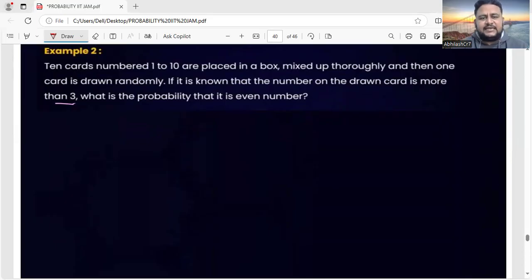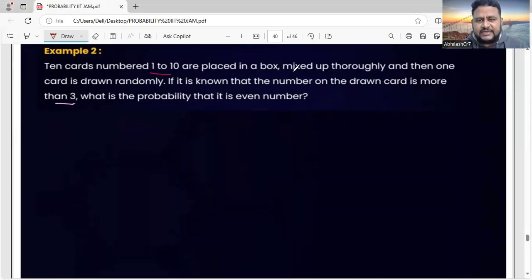They are telling that 10 cards are numbered 1 to 10, placed in a box, and mixed up thoroughly.